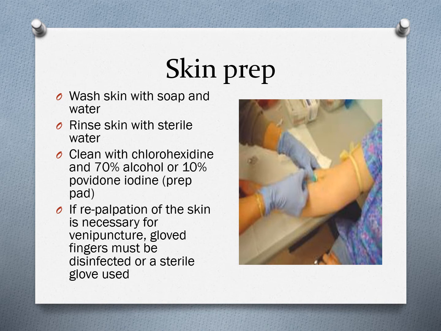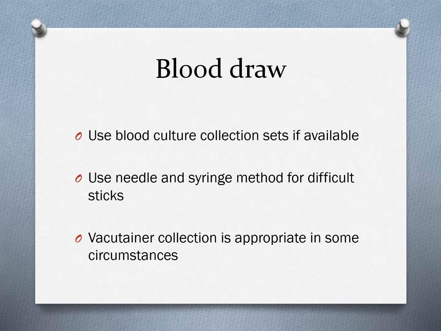Again, you can clean it with 70% alcohol, but cleaning it with 80 to 95% ethanol is even better. When collecting the blood, it's really a good idea, if you have access to a blood culture collection set, to go ahead and use that. All supplies that are needed are included in the set. We can use a needle and syringe method for difficult sticks. Consider changing the needle before entering the bottle.